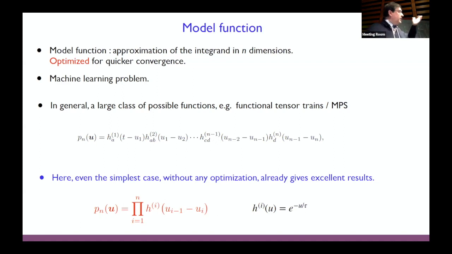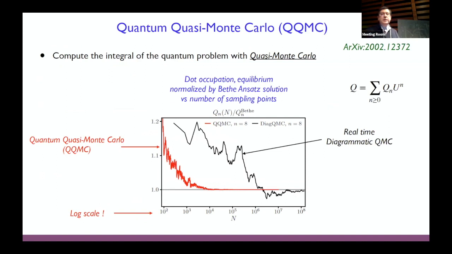And of course, we can try to improve it by optimizing. We show a little bit in the paper. I will not discuss it here. So if we do that, let's compute the integral of the quantum problem. You compute the 8th order perturbation theory of the dot occupation in equilibrium divided by the exact solution given by Bethe Ansatz as a function of the number of sampling points.